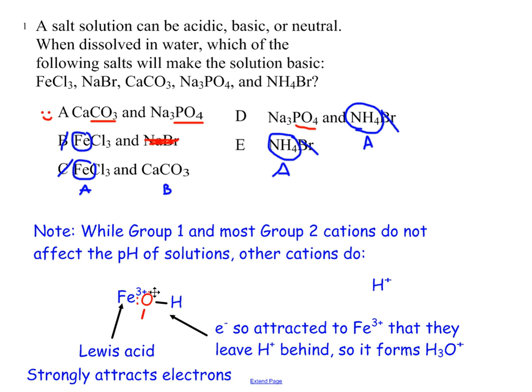So it turns out that strongly charged cations produce acidic solutions. Aluminum nitrate or chloride is pretty acidic. Iron 3, pretty acidic. Zinc ions can produce acidic solutions. All right, let's take a look at the next one.